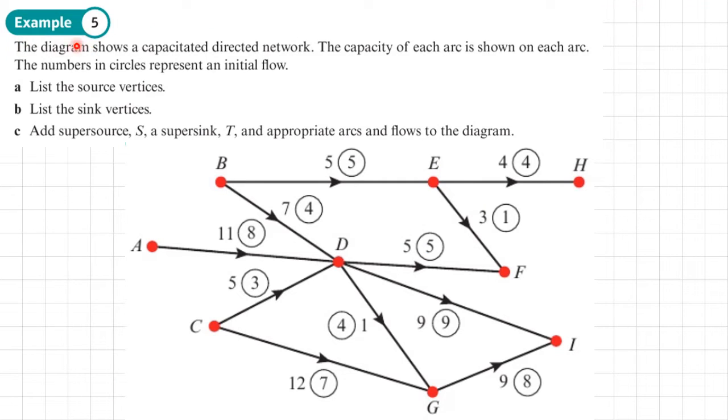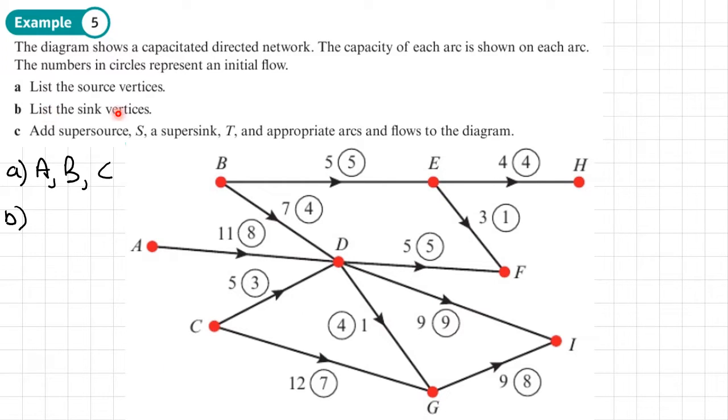Example 5. The diagram shows a capacitated directed network. The capacity of each arc is shown on each arc. The numbers in the circles represent an initial flow. So the first thing we need to do in part A is to list the source vertices. Now source vertices only have arcs leaving them, there are none arriving at them. So my source vertices are A, B and C.